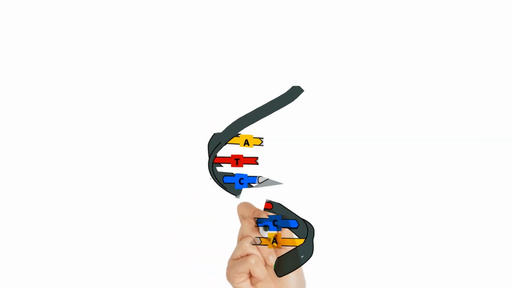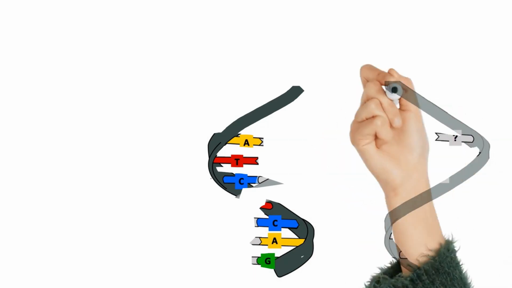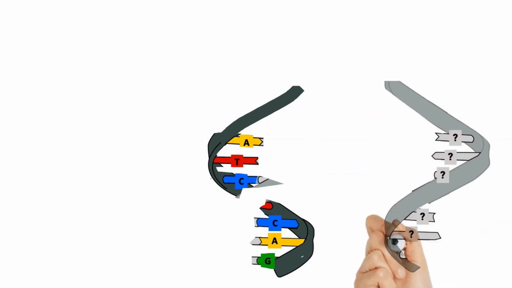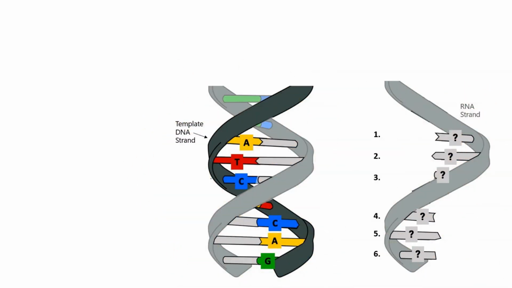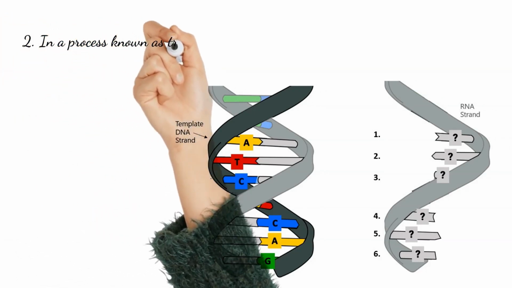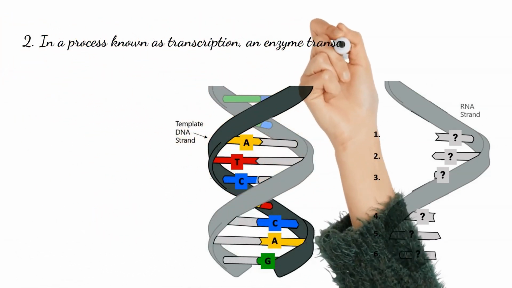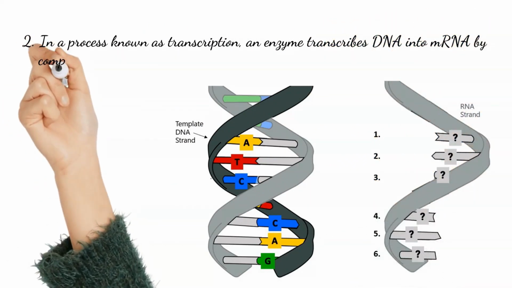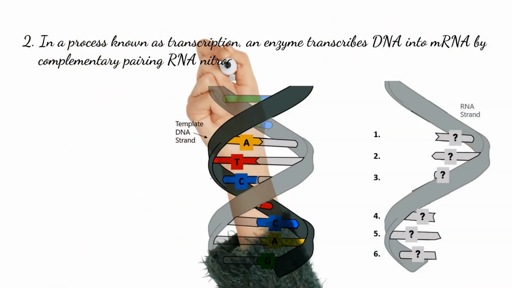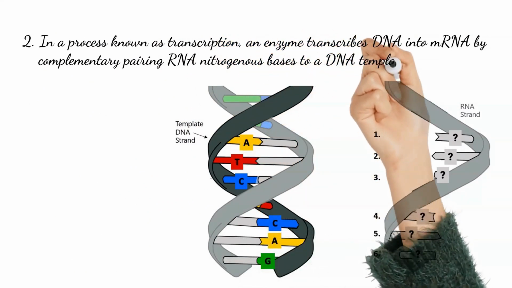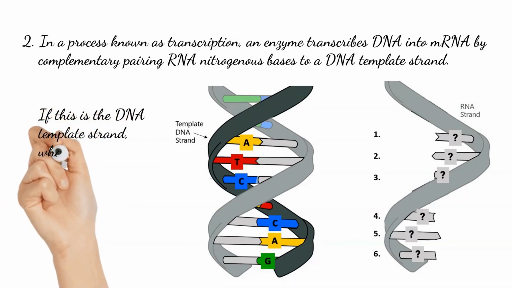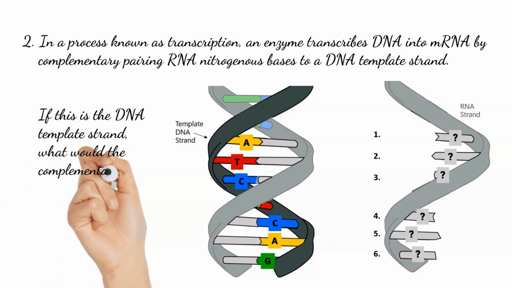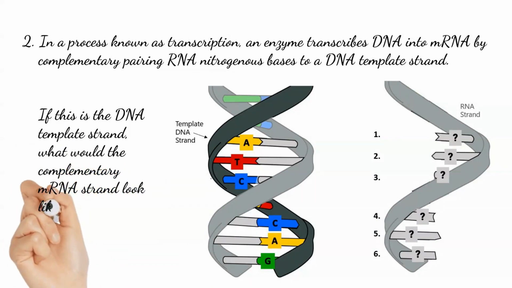But now, this next question, let's look at how it would look if we were to practice transcription and look at how the complementary set of RNA would look to DNA. So now we're practicing basically writing messenger RNA. Sound good? So in a process known as transcription, an enzyme transcribes DNA into mRNA by complementary pairing RNA nitrogenous bases to a DNA template strand. If this is the DNA template strand that you see on the screen, what would the complementary mRNA strand look like?